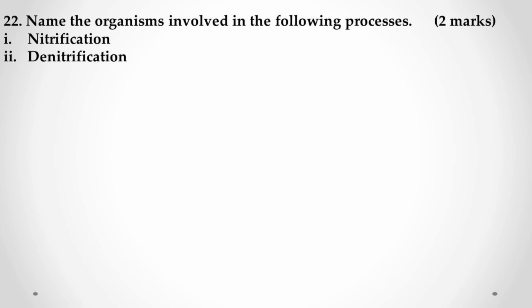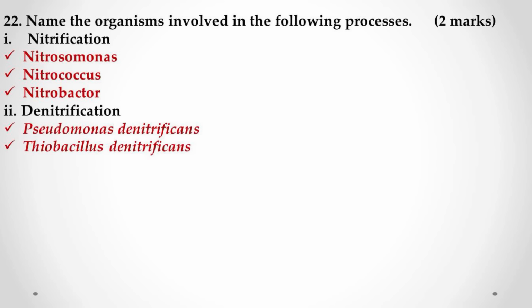Question 22. Name the organisms involved in the following processes. The first process is nitrification. The second process is denitrification. Organisms involved in nitrification are Nitrosomonas, Nitrococcus, and Nitrobacter. And the organisms involved in denitrification, we have Pseudomonas denitrificans and Thiobacillus denitrificans.